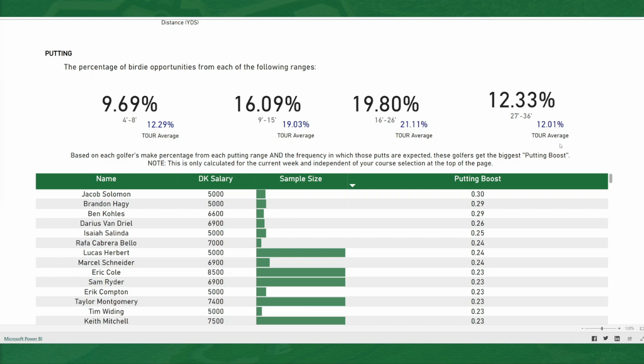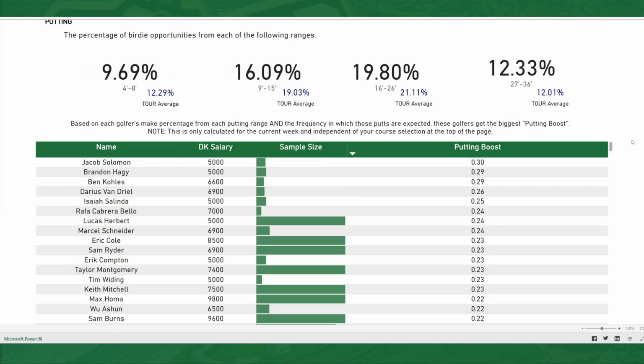What do we do with this information? That's the $1 million question, and I have the answer. We take a look at each golfer's make percentage from those putting ranges and the frequency in which we're expecting them to get there. We're putting all of that into a calculation and giving a golfer a putting boost. This is how much they are expected to gain on the field based on their putting alone.